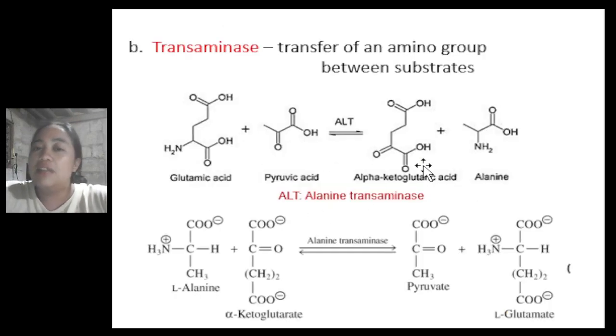Another is transaminases. So the functional group that will transfer here is the amino group. So from the amino group of glutamic acid, it will transfer into pyruvic acid, and so it will have a product of alanine. So this is because of the transaminase called ALT, or the alanine transaminase.